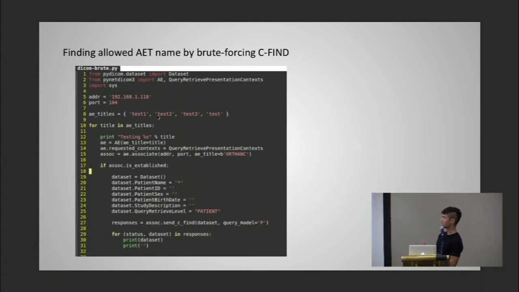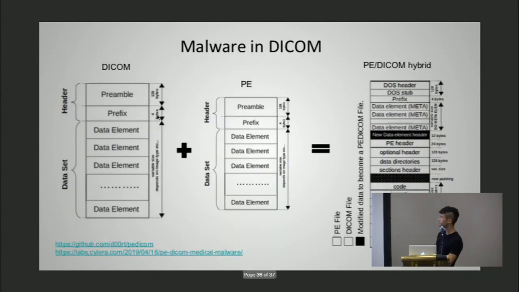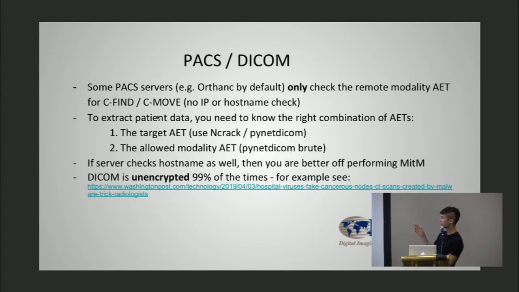And then as a second step, as long as you have found the correct application entity title, you only need to find the allowed client application entity title, which again might be a host name, or something else easily brute forceable. You can do that with a simple Python script. Using these two steps, you can easily find the correct pair of credentials. And using that, you can just start extracting protected health information, which means patient-sensitive information.